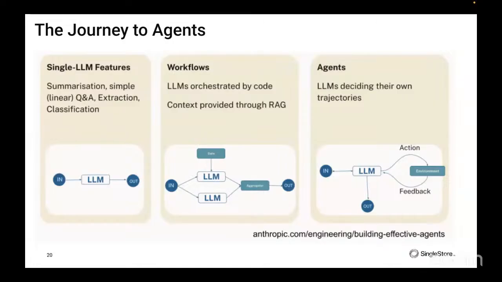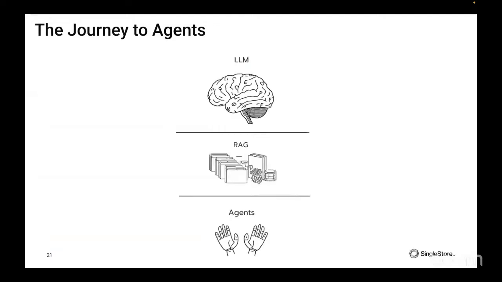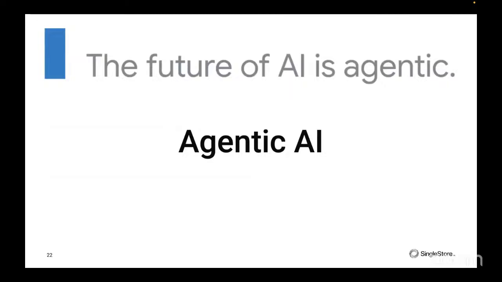Hey, the user is asking this, let me pick that, let me do that, and they can take their own actions and reason and then critique their own responses and do all this in a loop until the response is satisfactory. So this is simple again, the journey to agents from LLM to RAG to agents. And so the future of AI is agentic. So let's talk about agentic AI.